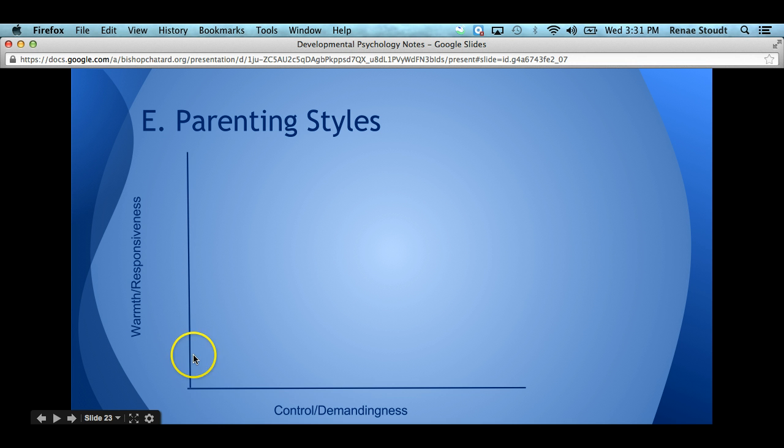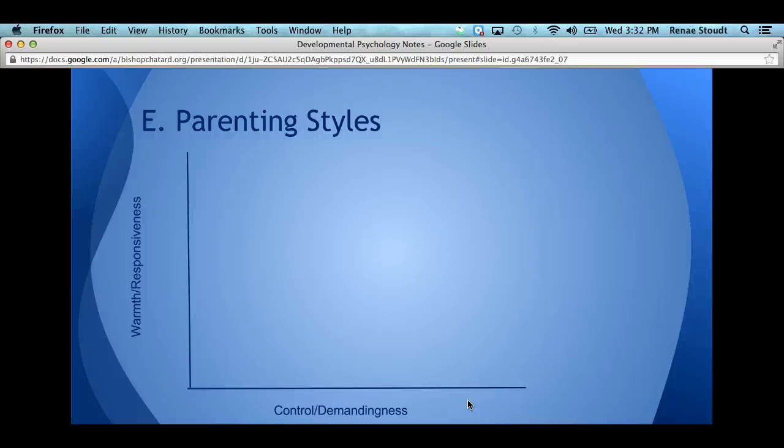So warmth and responsiveness, I usually drew on here. 1, 2, 3, 4, 5. So keep going up. 5 is all the way up here. Controlling and demandingness, 1, 2, 3, 4, 5. So rate them for each area. Where would you rate them for warm responsiveness? Where would you rate them for controlling and demandingness? And put a dot there. 1 dot for mom, 1 dot for dad.